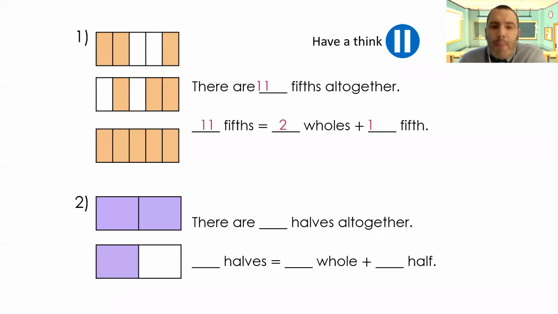Looking at number 2, how many halves are there altogether? 1, 2, and 3. So 3 halves equals, and this one's been made nice and easy for us, 1 whole here and 1 half here. Well done if you got those.